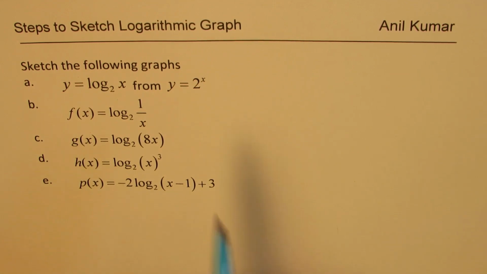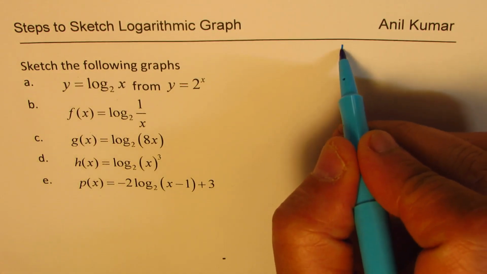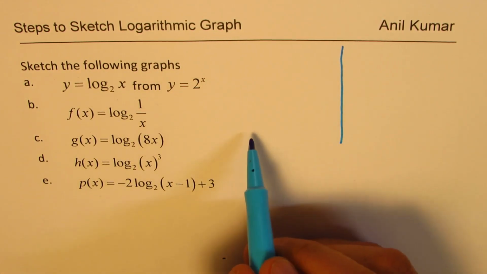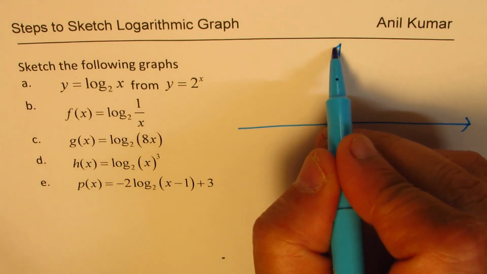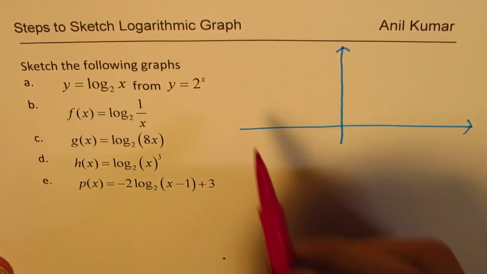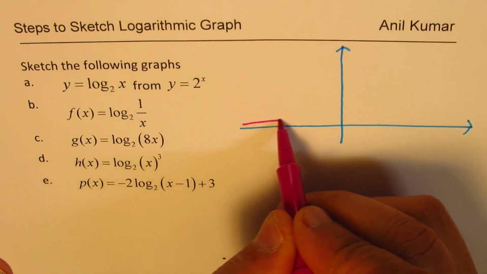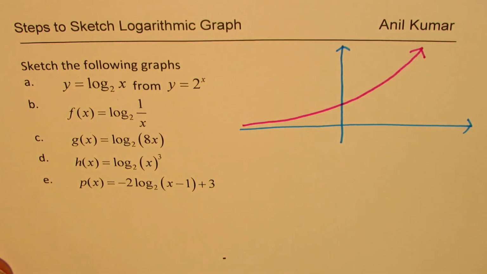Okay, so let's begin with y equals 2 to the power of x as our first graph. I'm assuming here that most of you know how to sketch an exponential function graph, so I'll be rather quick on that. The exponential graph, as you know, looks something like this. 2 to the power of x will look something like this, right? So that's how it is going to be.